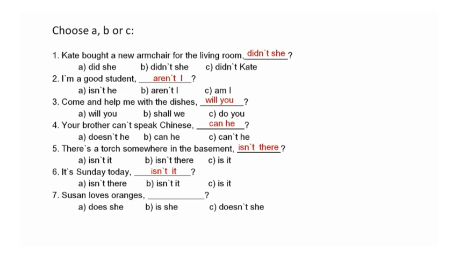And the last example in this exercise, Susan loves oranges. Do you remember the rule? What do you think is the correct answer for this sentence? Is it does she, is she, or doesn't she?